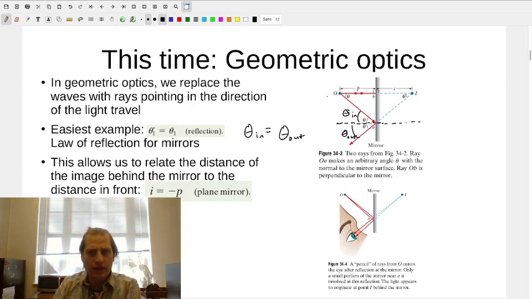Pretty simple. Now, why is this useful? Let's say that I am looking at an object and I want to think about how far behind the mirror this object appears to me. I can have angle in equals angle out for two different rays of light that both go into my eye. If you trace those back behind the mirror, where they intersect is a point just like the point where all of those light rays emanated from on the physical side of the mirror. We call this a virtual image.